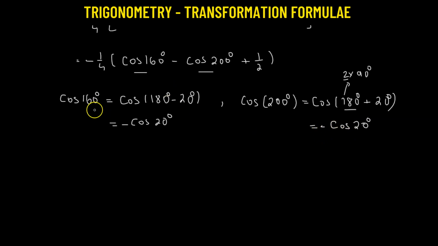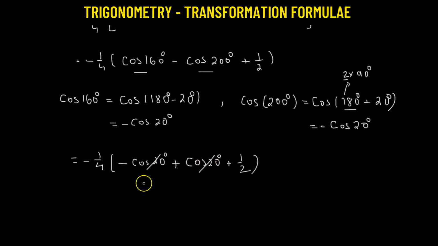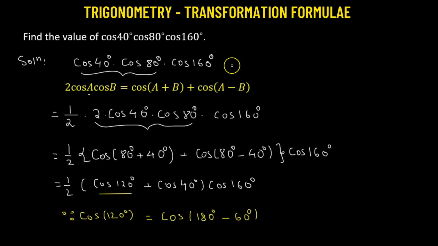So now that we have the value of cosine 160 and cosine 200, let's substitute it here. We get negative 1 over 4 times, cosine 160 will be negative cosine 20 degrees. Then we have negative of cosine 200 degrees. Cosine 200 being negative cosine 20, we're going to get positive cosine 20 degrees plus 1/2. So we cancel out cosine 20 and negative cosine 20, and our final result is going to be negative 1 over 8. So cosine 40, cosine 80, cosine 160 came out to be negative 1 over 8.